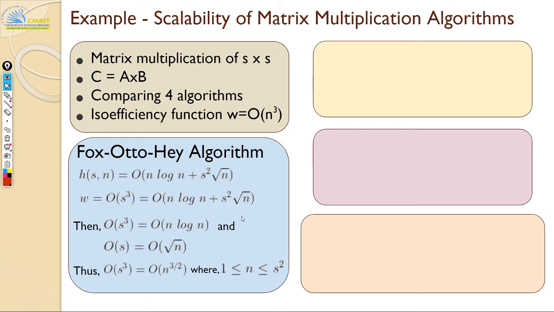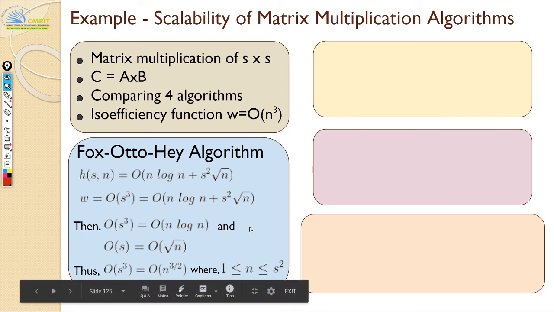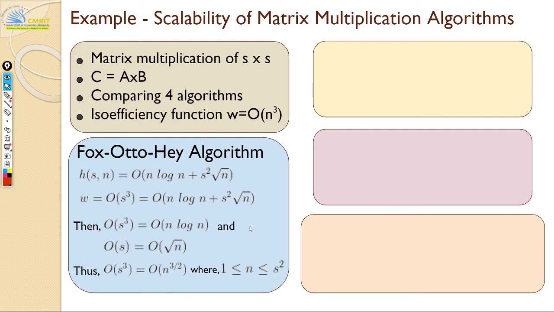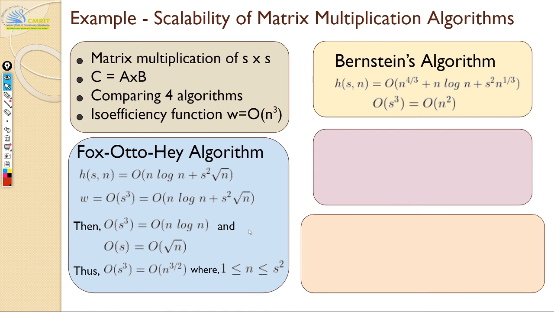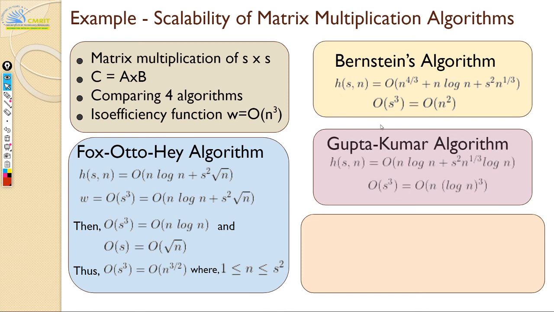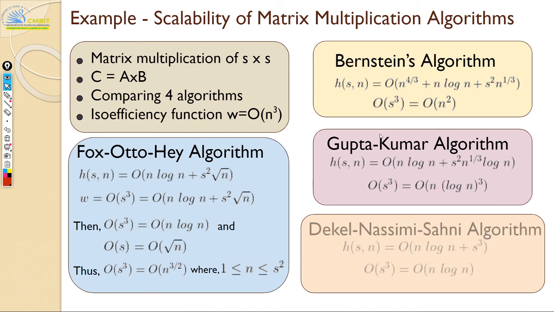Then you can simplify this equation to big O of s cube being the same as big O of n to the power 3 by 2. This is the iso-efficiency function we have. So we just keep this in mind for now. Then we have one more algorithm, Bernstein's algorithm, where they have this overhead function and this is their iso-efficiency function, with O of n squared. Similarly you have the Gupta and Kumar algorithm and the Dekel, Nassimi and Sahni algorithm.